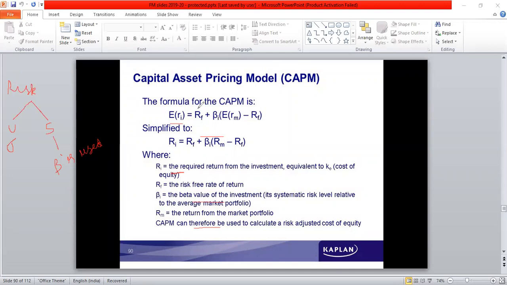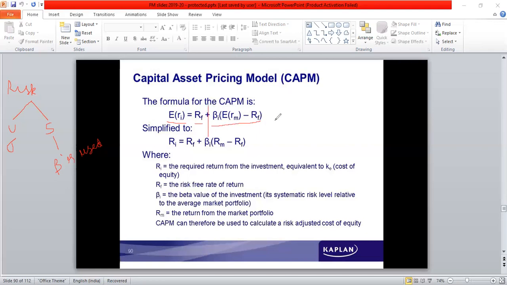So the formula for cost of equity is given as risk-free return, that is RF, risk-free rate of return. Then we have a second part. There are two parts. First one is risk-free return plus another part of it.